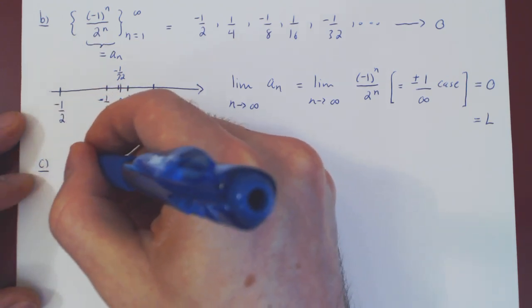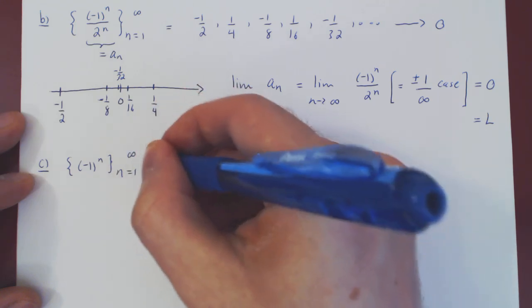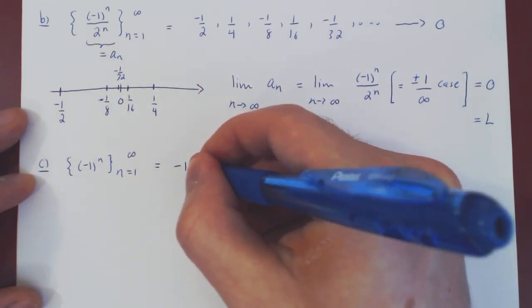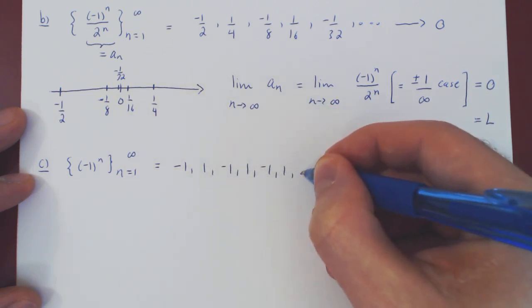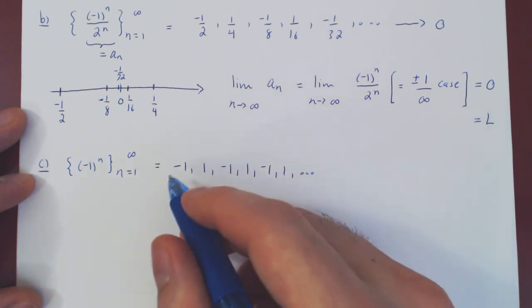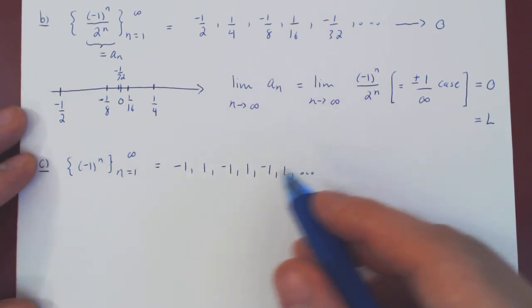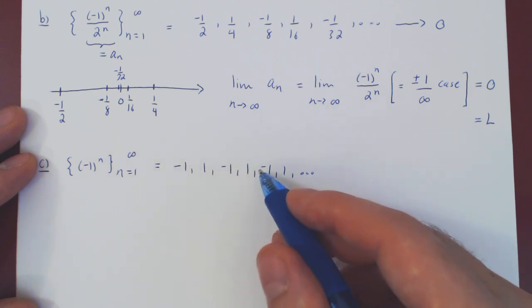The sequence (-1)^n going from 1 to infinity. This is a very simple sequence. Negative 1, plus 1, negative 1, plus 1, negative 1, plus 1, dot, dot, dot. And you can right away see that we have this oscillation that will go on forever. We'll always bounce back and forth between negative 1 and positive 1.